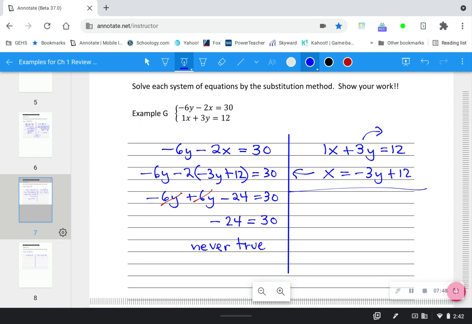And this is the hallmark of parallel lines. So that's what we're dealing with here, parallel lines. Please notice how parallel is spelled. There is no solution to this problem. And this is usually referred to as an inconsistent system.